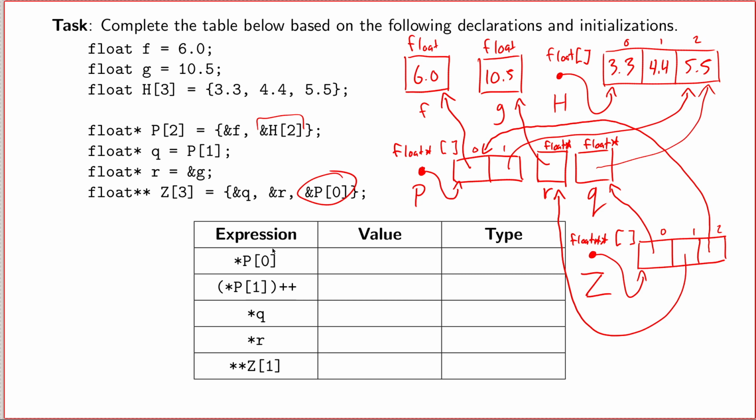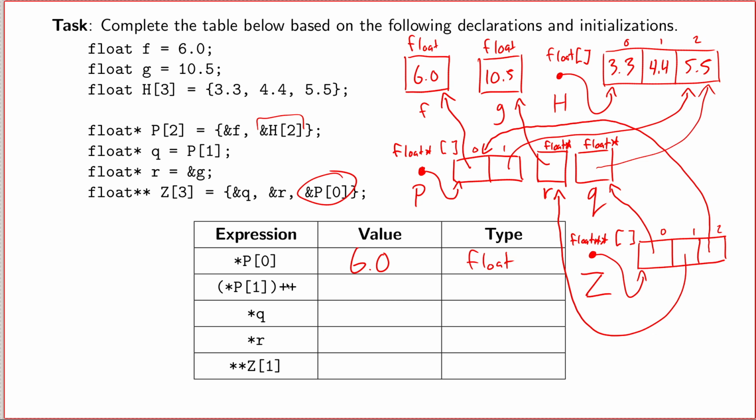Okay, so first one. What is star p sub 0? Okay, so what is p sub 0? That's this box here, p sub 0. Star p sub 0 would be start here, follow an arrow. Well, the value there is 6, and the type is float. All right. And then there's this. Star of p sub 1 all plus plus.